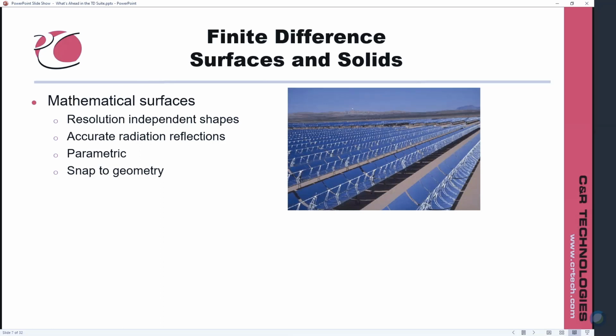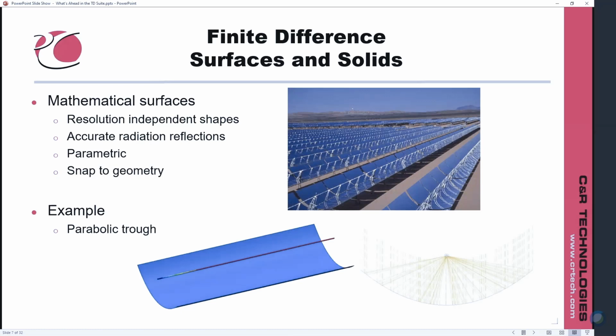So a little more on finite difference surfaces and solids. Like I said, they're mathematical surfaces, so their shapes are independent of the resolution. So you add resolution to capture temperature gradients, not to capture the shape. And they're very accurate for radiation reflections. They're parametric, and you can snap them to geometry so that you can match up the dimensions.